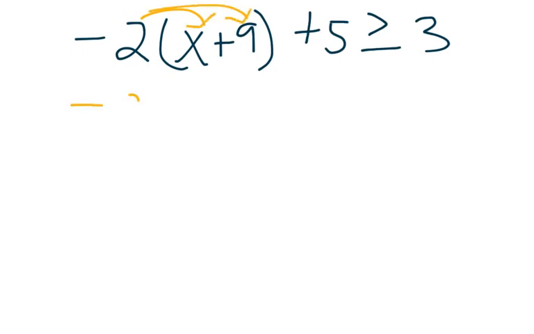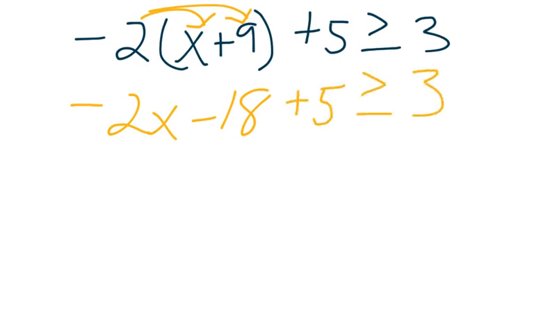Again, you don't have to do the arrows. Okay, I'm just doing them to illustrate the step that I'm doing. Remember that you have a negative times a positive, which is going to give you a negative, and you could write plus -18 if you wanted to. Bring down the plus 5, bring down the greater than, bring down the 3.